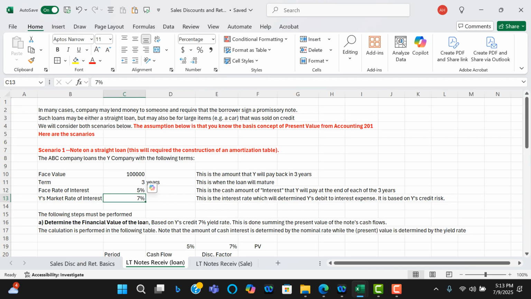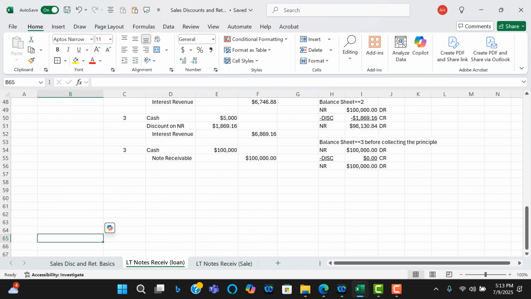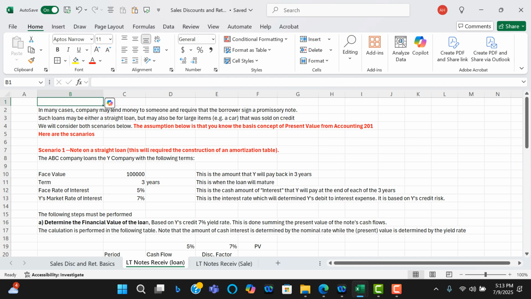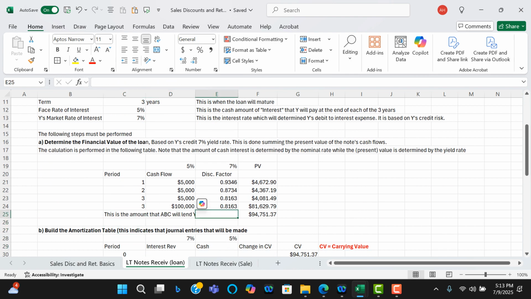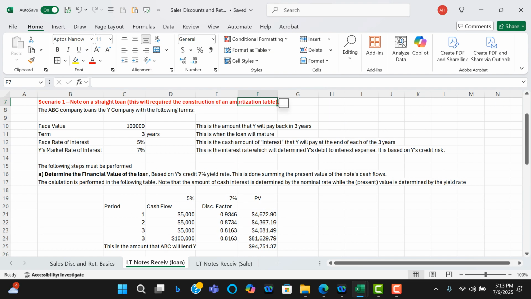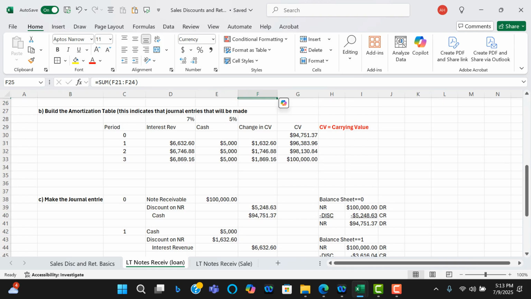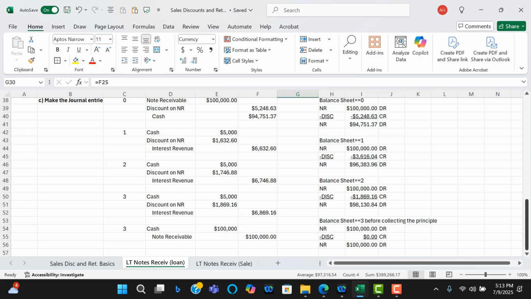What I'm going to do is, you've already seen, and I should probably have already posted this worksheet that I built in the last video, where there was just a loan on a note receivable with a face value of 100,000, a 3-year term, a 5% nominal rate, and a 7% market rate. It was a discount loan: the face value was 100,000, but the company, because of its 7% credit rating, was only loaned 94,751. And then we made the amortization table, and then we made the journal entries.